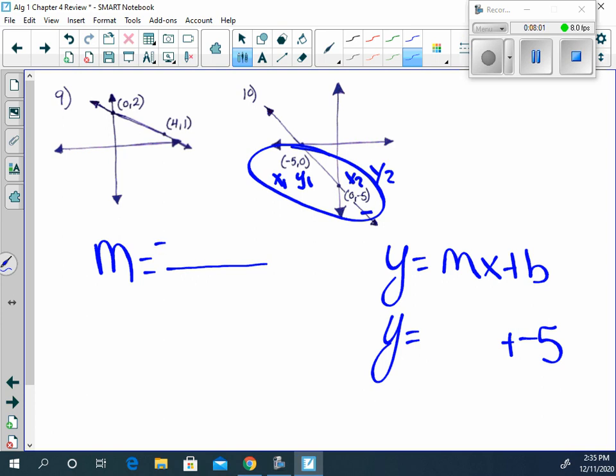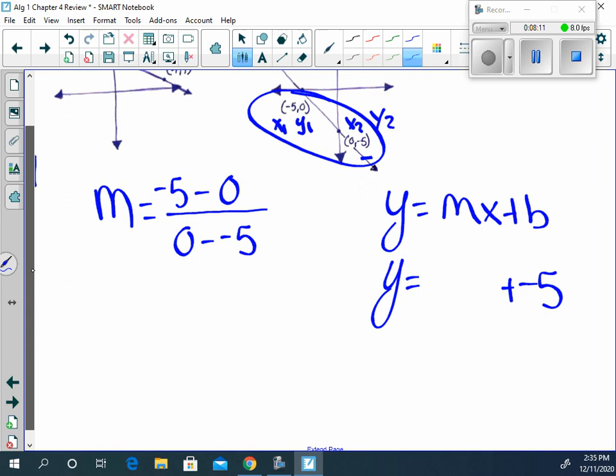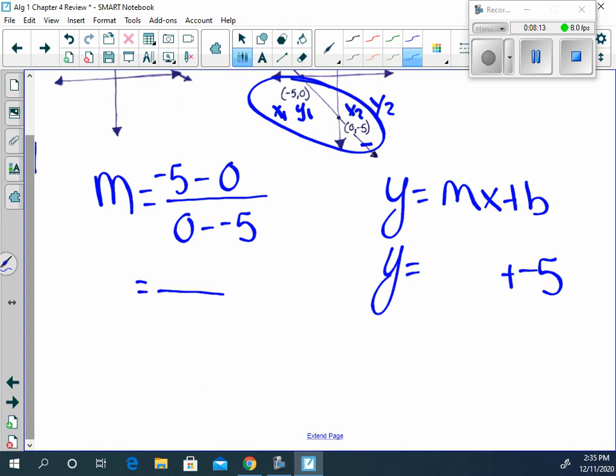So I can say y2 minus y1 over x2 minus x1. Well, negative 5 minus 0 is just going to be negative 5. It's still going to be negative because a negative divided by a positive is still negative. 5 divided by 5 is 1, so this would be negative 1x plus negative 5.